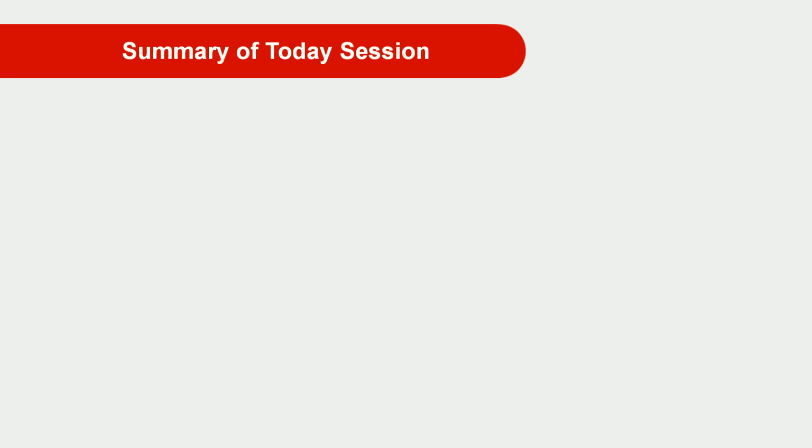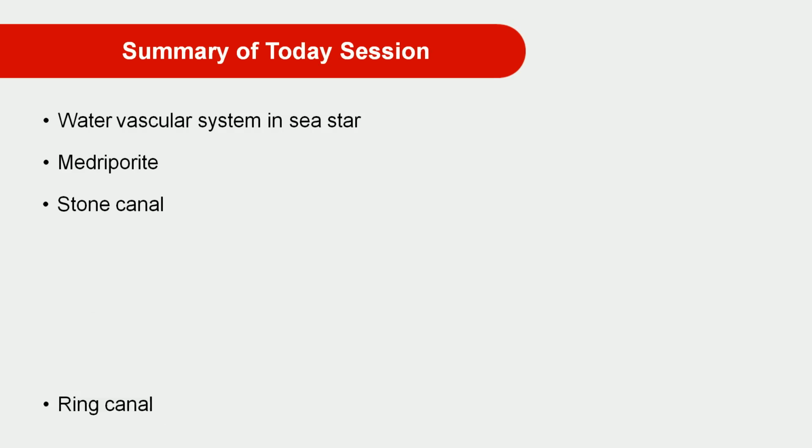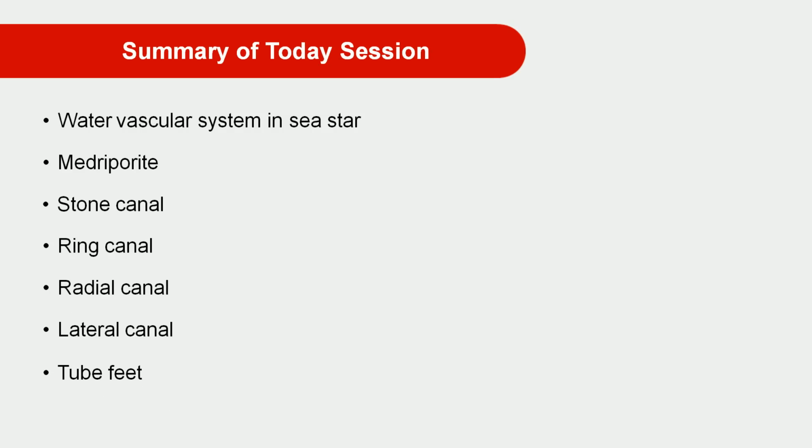Then we just take a quick review of today's session. In today's session we discussed one of the systems present in echinoderm animals, the water vascular system, specifically related to the starfish. In this we discussed the madreporite, the stone canal, the ring canal, radial canal, lateral canal, and tube feet, and all these things we discussed in detail as the structure and function of the water vascular system.